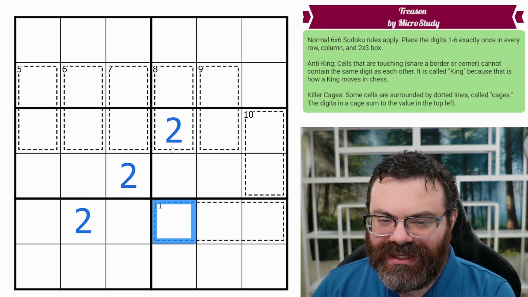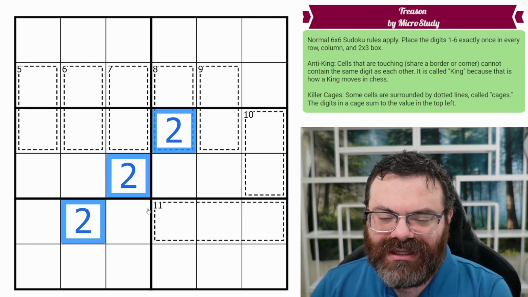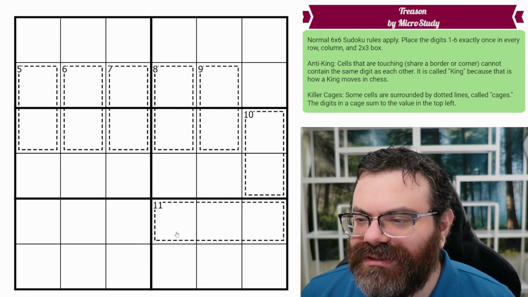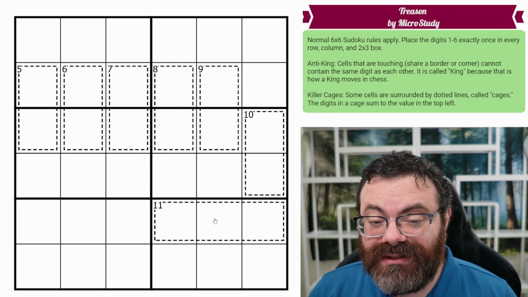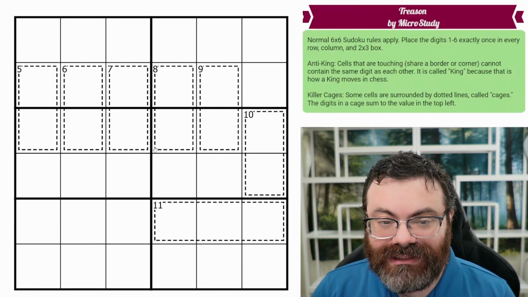Now, I don't actually have anti-king highlighting on. That was just because of this 2. But these are not allowed to be 2s because they are touching another 2. All right, so that's it. Those are the rules. There's a link in the description if you'd like to try the puzzle yourself. And I'm going to get started right now.